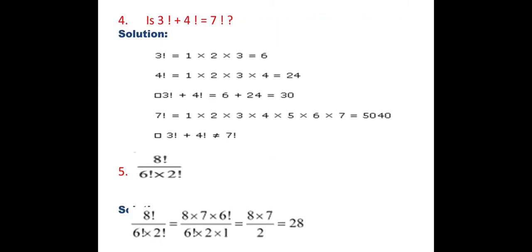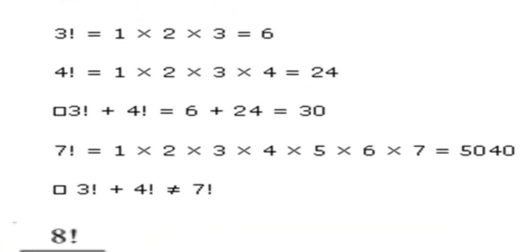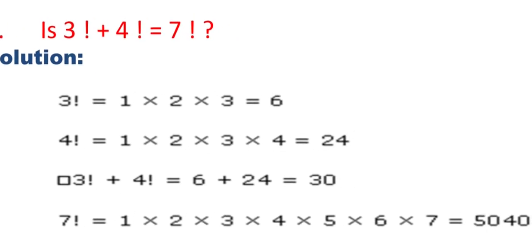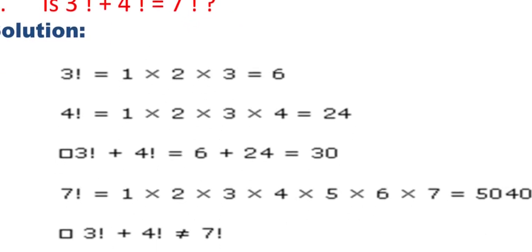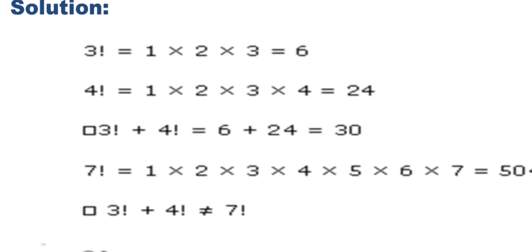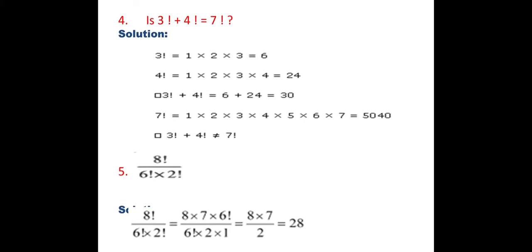So students, the next question is a factorial sum. We have to prove whether factorial 3 plus factorial 4 is equal to factorial 7, whether it is correct or not. First we will get the value of factorial 3. The value of factorial 3 is 1 into 2 into 3, which is 6, and factorial 4 is 1 into 2 into 3 into 4, which is 24. So factorial 3 plus factorial 4 comes to 30, but factorial 7 is 5040. Hence, since both sides are not equal, it is not true.